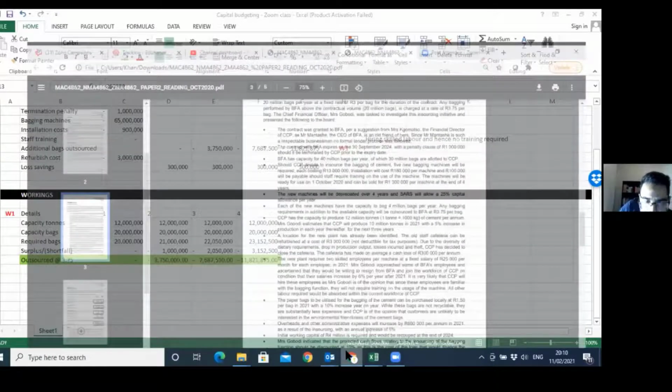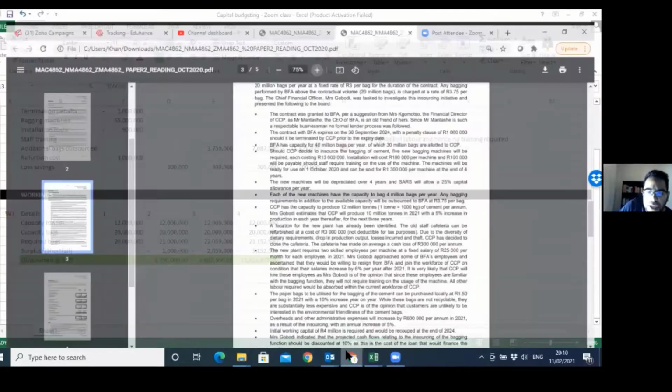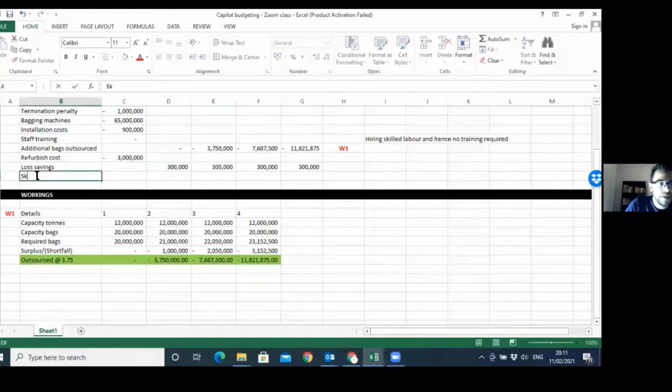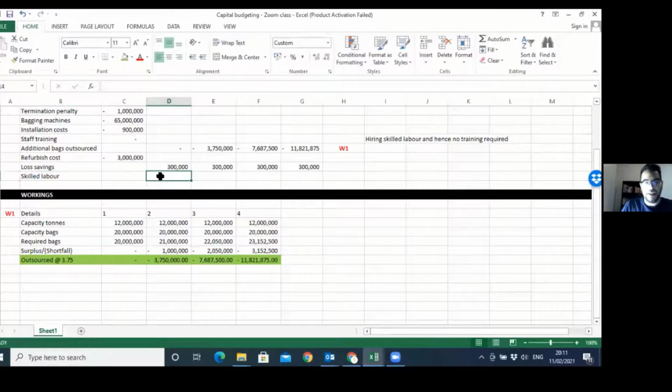Where were we now? Okay, next bullet point. The new plant requires 2 skilled labor per machine at a fixed salary. Okay, so this is that salary calculation. Remember, we said, so here we'll put in here labor costs, skilled labor.